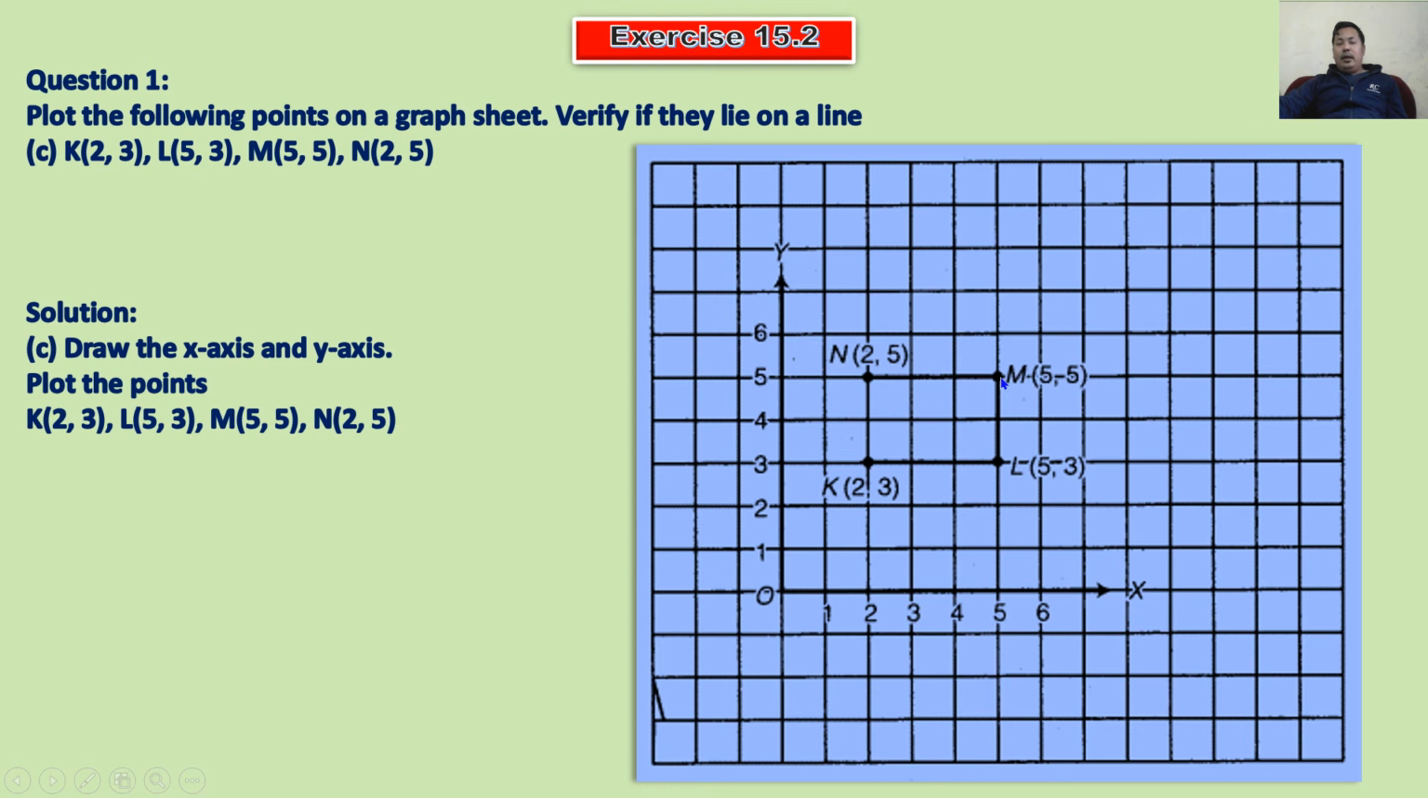After joining these coordinates K, L, M, N, we find that the points are not on a line. Clearly, these points do not lie on a line. They lie in different directions only. Okay, clear? Yes. So here we have question number 1, the graph.